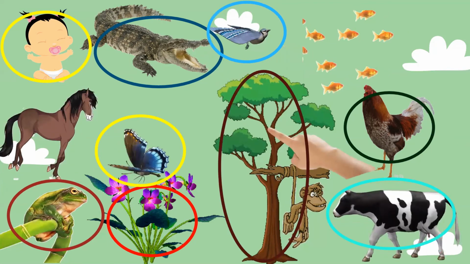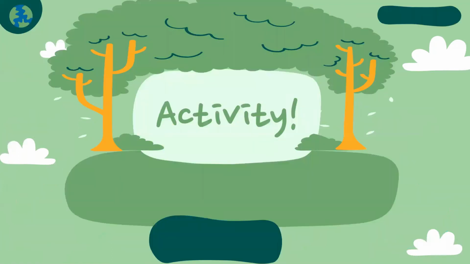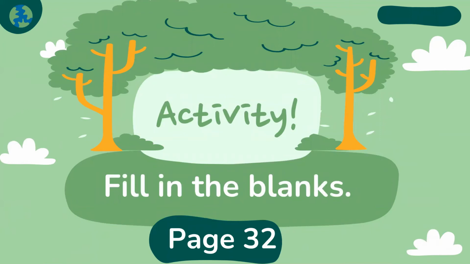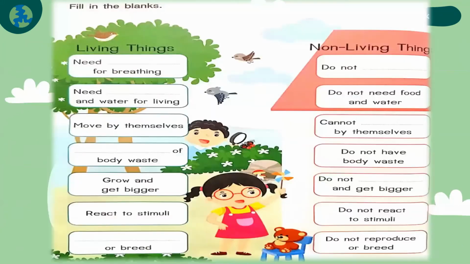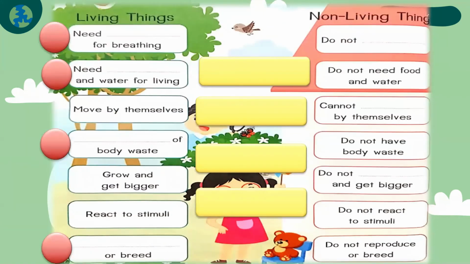So, you did a great job. Now, for your book activity, open your science book to page 32. What you're gonna do is fill in the blanks. This is what you can see on page 32 of your book. For this one, we're just gonna answer the living things part, okay? You're just going to answer the circled ones. So basically, you will just answer 4 items: 1, 2, 3, and 4.